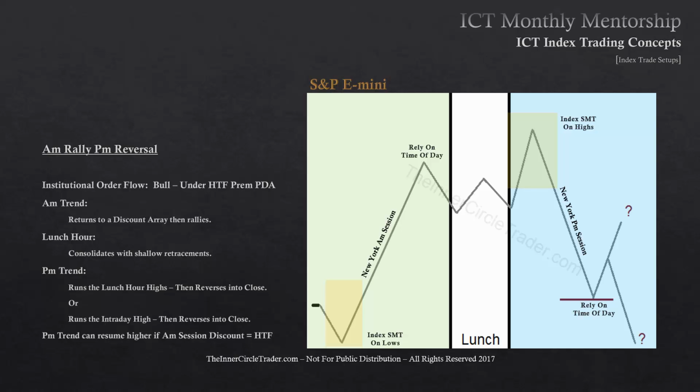So we have to refer back to that discount array in the AM session that caused the initial rally. And if it blends well with a higher time frame discount array, obviously we expect a short-term bounce, maybe back into consolidation or resuming higher to take out the daily high. But if the daily AM session discount array is not a higher time frame discount array, we'll look for continuation on the downside and take out the intraday low. In the afternoon, that high is going to be a 15 to 60 minute premium PD array.